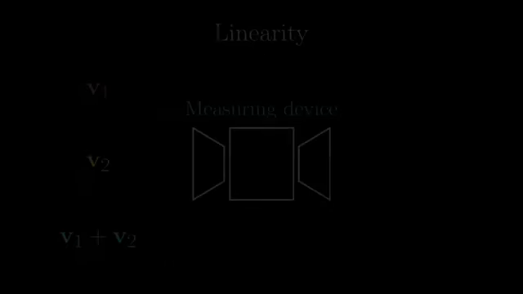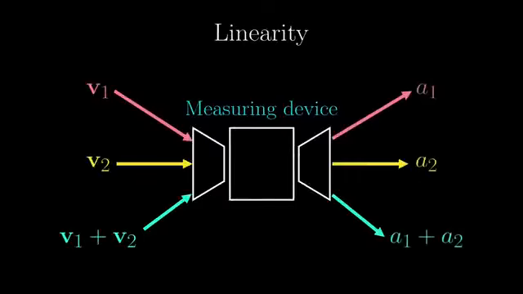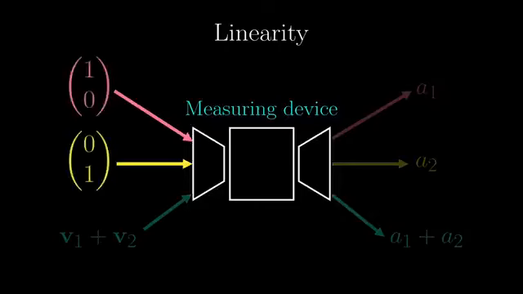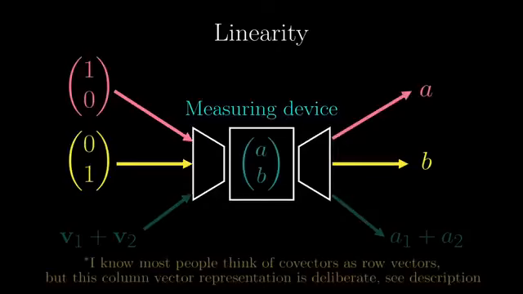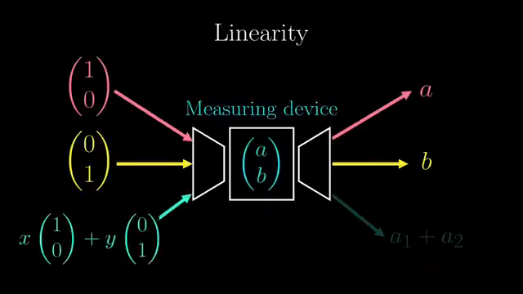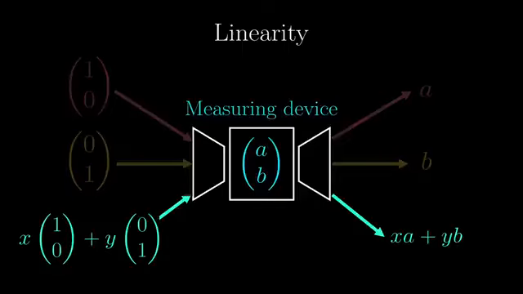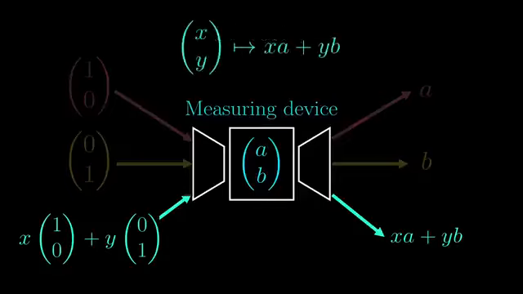Covectors are linear, so just like our linear transformations, in the two-dimensional case, it suffices to know what (1, 0) and (0, 1) are measured as. If the measurements are a and b respectively, for our purpose, let's say this is an a-b covector. Now if you take any vector (x, y), which is just x times (1, 0) plus y times (0, 1), just by linearity, it will be measured as x times a plus y times b. So in a two-dimensional case, an a-b covector measures the vector (x, y) to be xa plus yb.